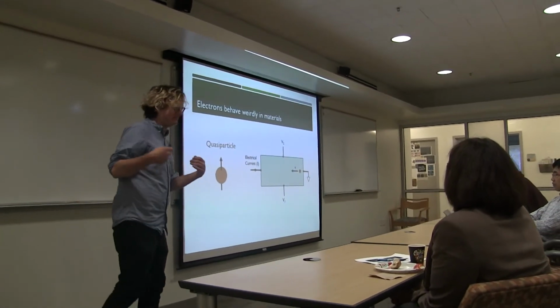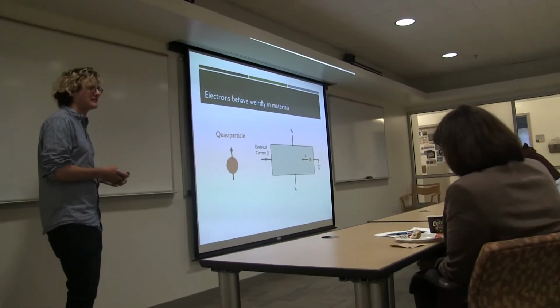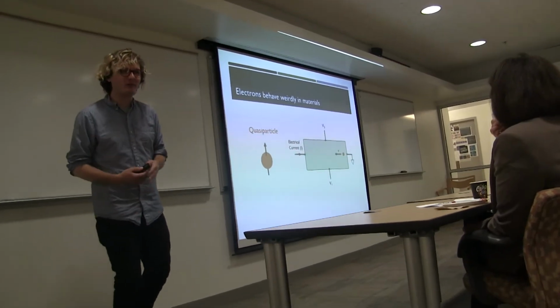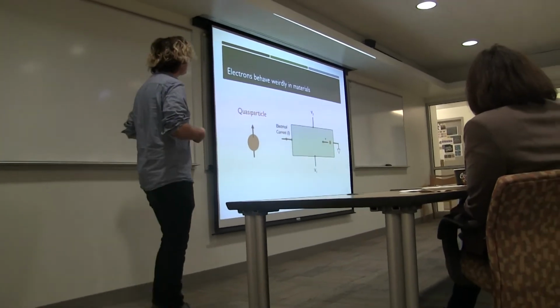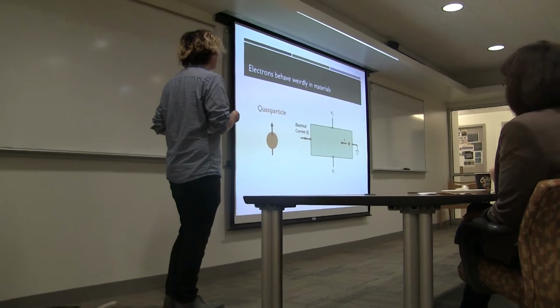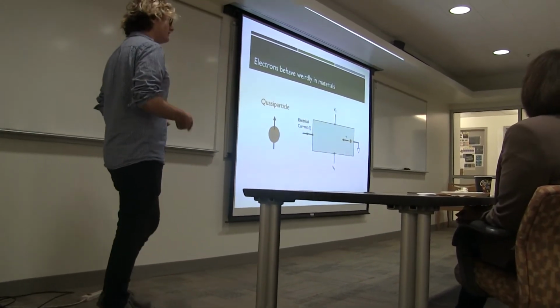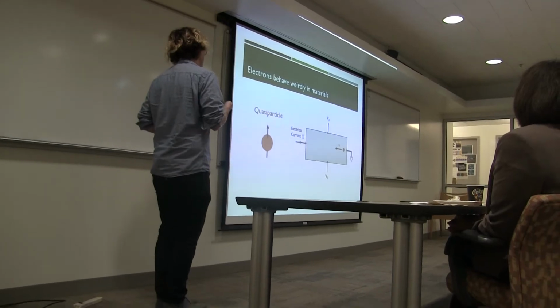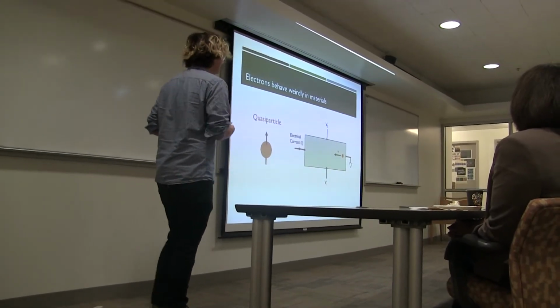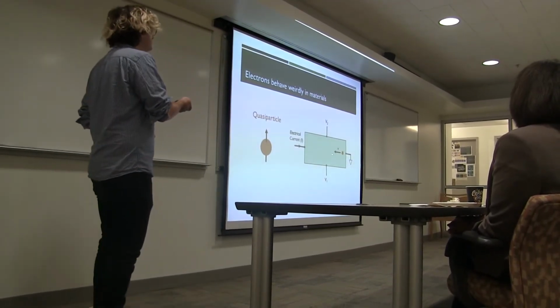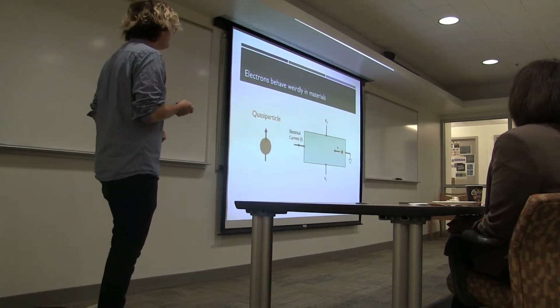I'm going to give a very basic introduction to how the behavior of quasi-particles can fundamentally differ from that of electrons. So let's take a chunk of conducting material here in green and flow a current from left to right. And so if the quasi-particle is negatively charged, that corresponds to a negatively charged particle moving from right to left.